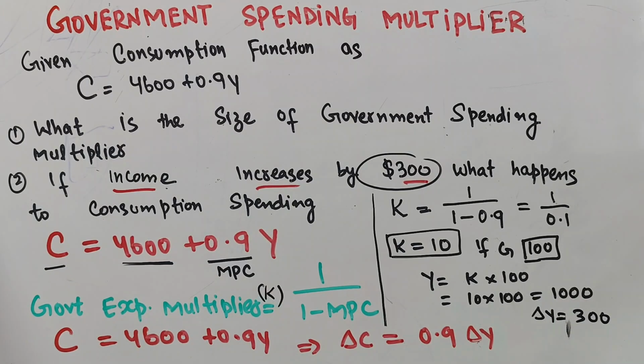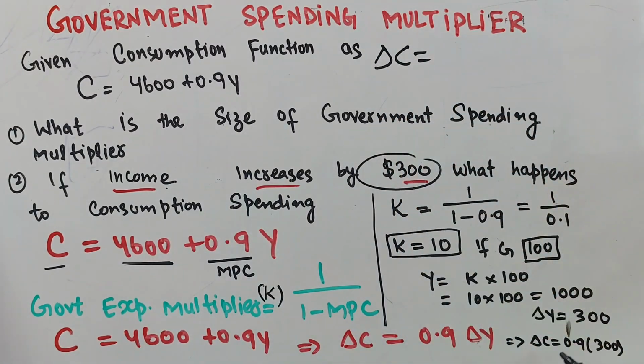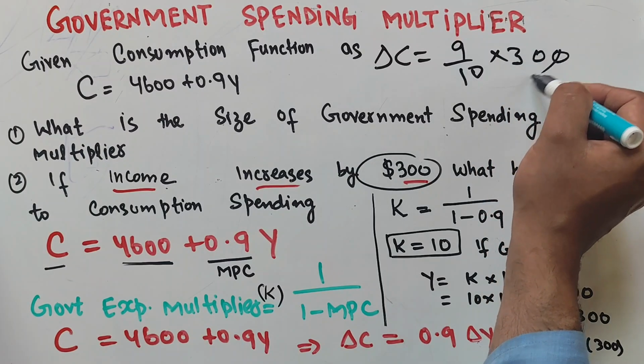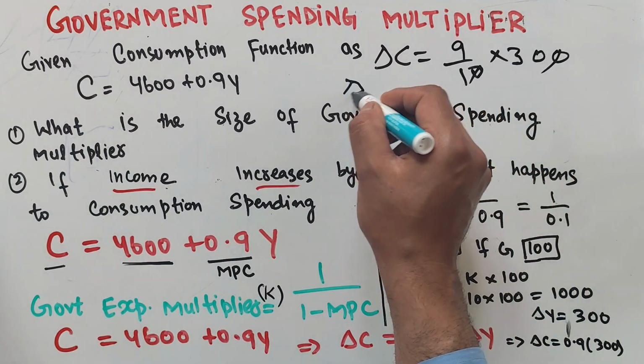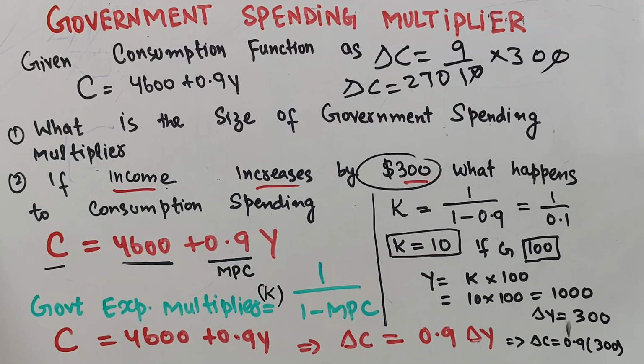If del y is equal to 300, that implies del C will be equal to 0.9 times del y, which is 300. That means the consumption will increase by 9 upon 10 into 300. So the 0 gets cancelled, 9 3s are 27. So the change in consumption will be equal to $270. So I hope I make myself clear. Thank you.